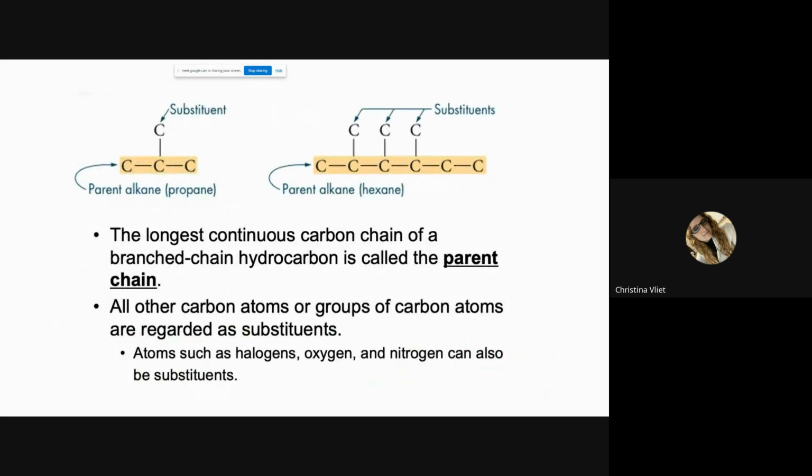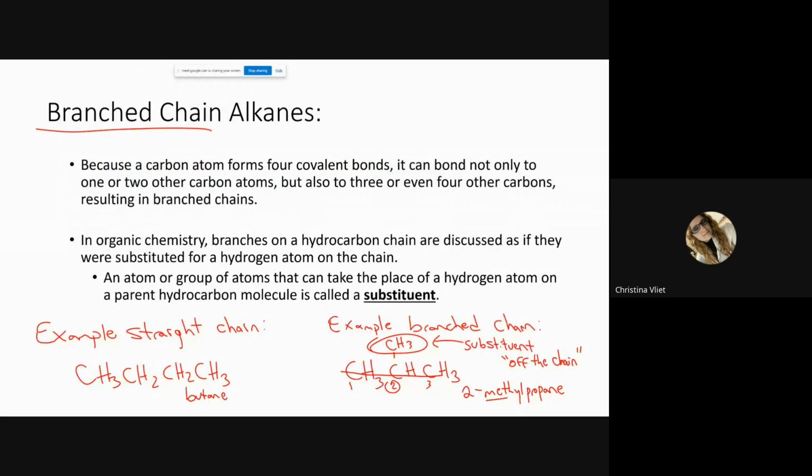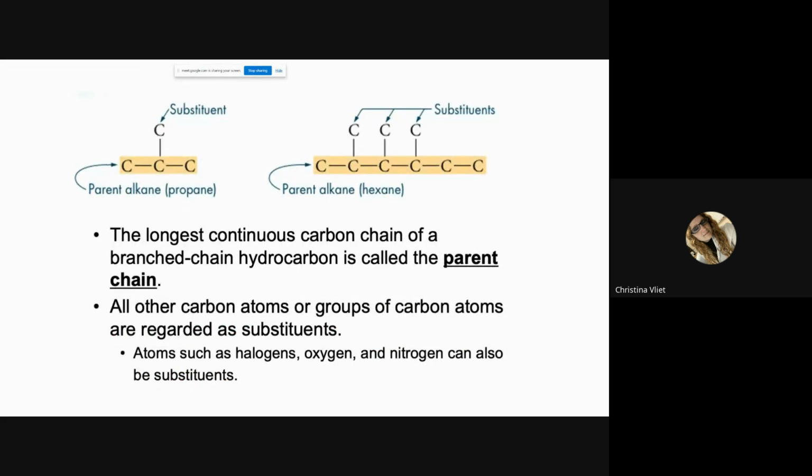The next thing here is very similar, actually. There's going to be pieces of a puzzle that we're going to have to put together. And by the end of today's class, we're going to have a whole puzzle that's put together. And so the first piece of the puzzle when you name with substituents is figuring out what's your longest carbon chain. So the longest continuous, you should circle that word. Continuous means in a row. The longest continuous carbon chain of a branched chain hydrocarbon, we call this the parent chain.